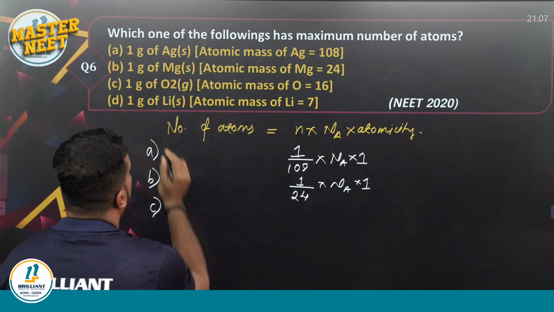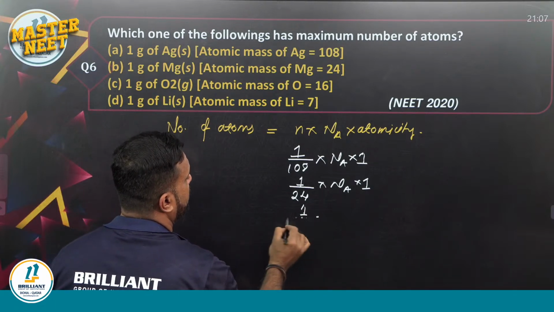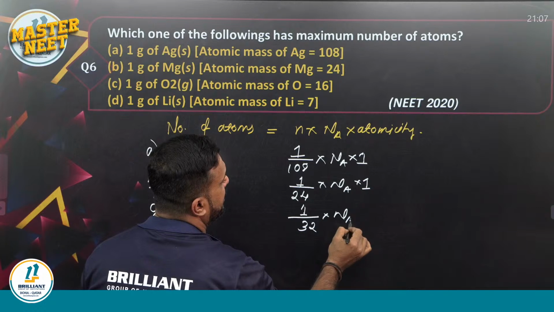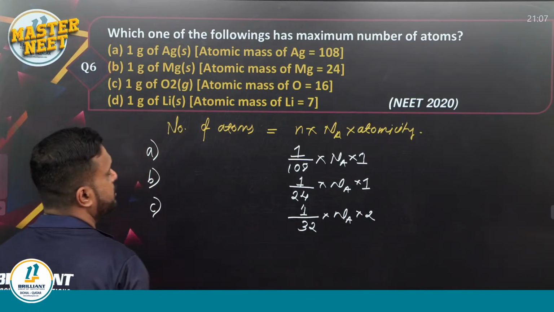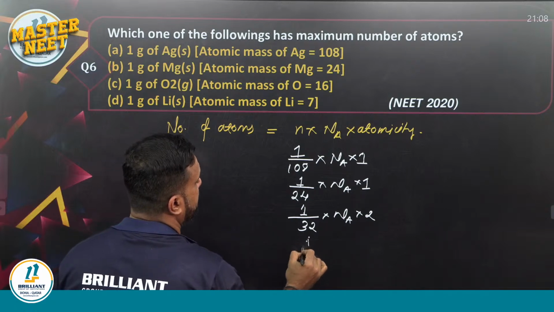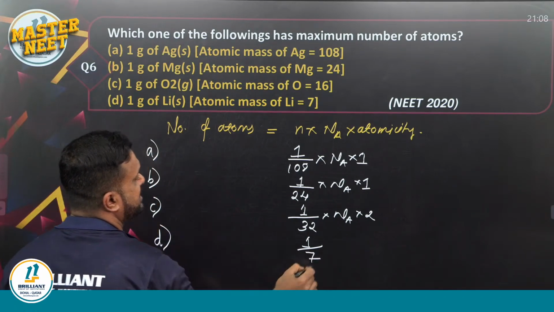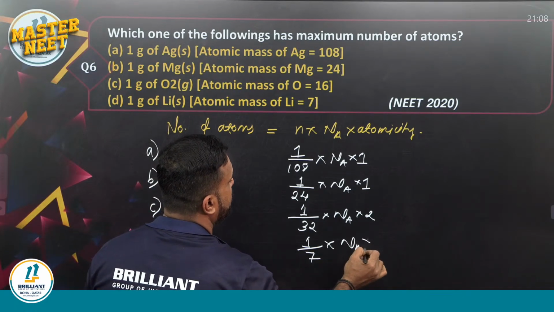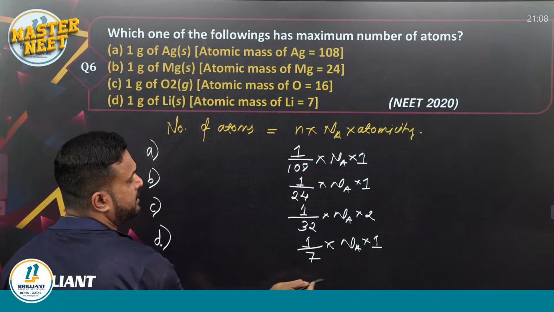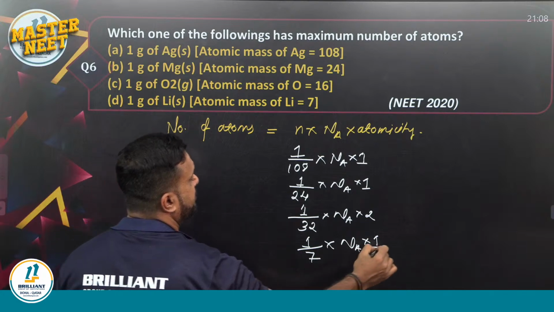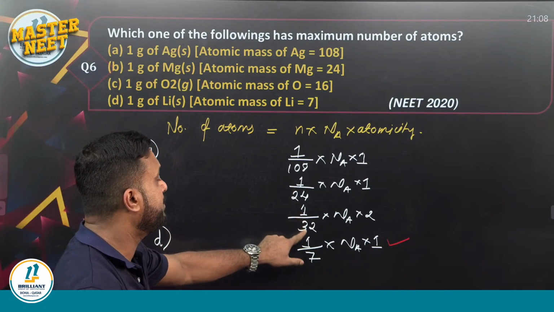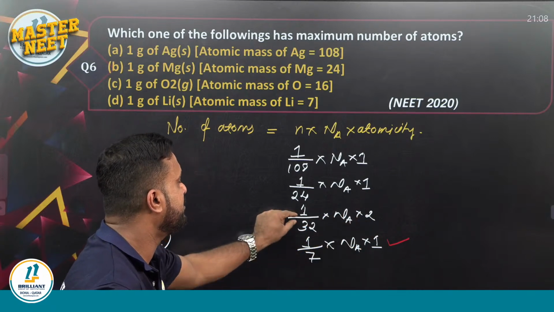Then option C, 1 gram of O2, that is not a metal. Oxygen means 1 by 32, oxygen mass is 32, into Na into 2 atomicity. That you keep in mind. Option D, 1 gram of lithium. That means 1 divided by the atomic mass of lithium, 7, into Na into 1 atomicity. Here the highest value is which one? The least denominator means the maximum value will come, which means option D. So 1 by 108, 1 by 24, 1 by 32 into 2 is there, but still that value is less.